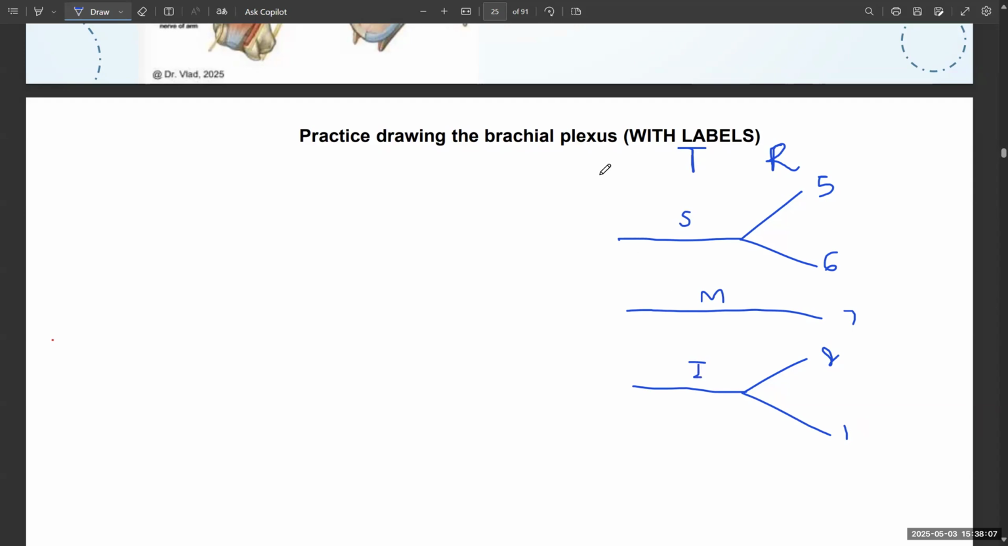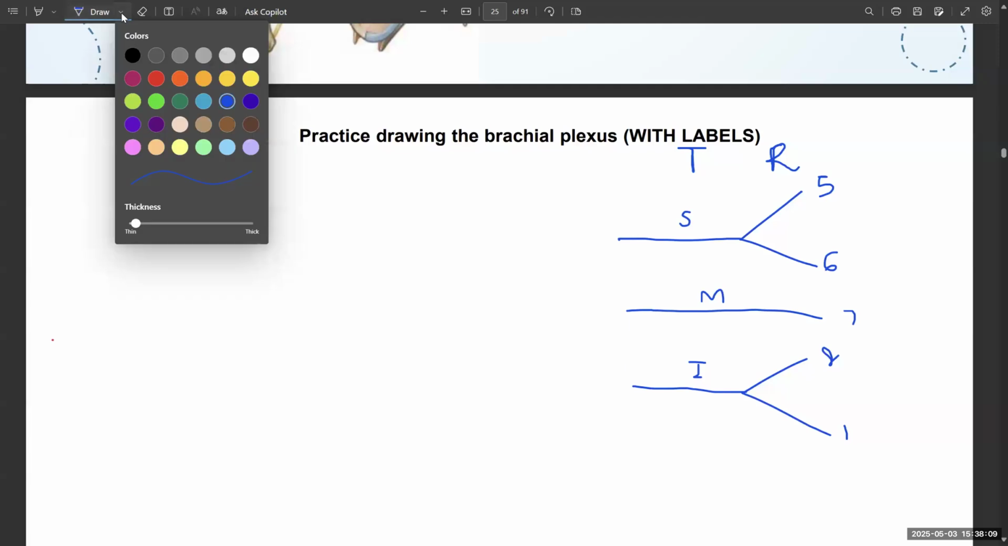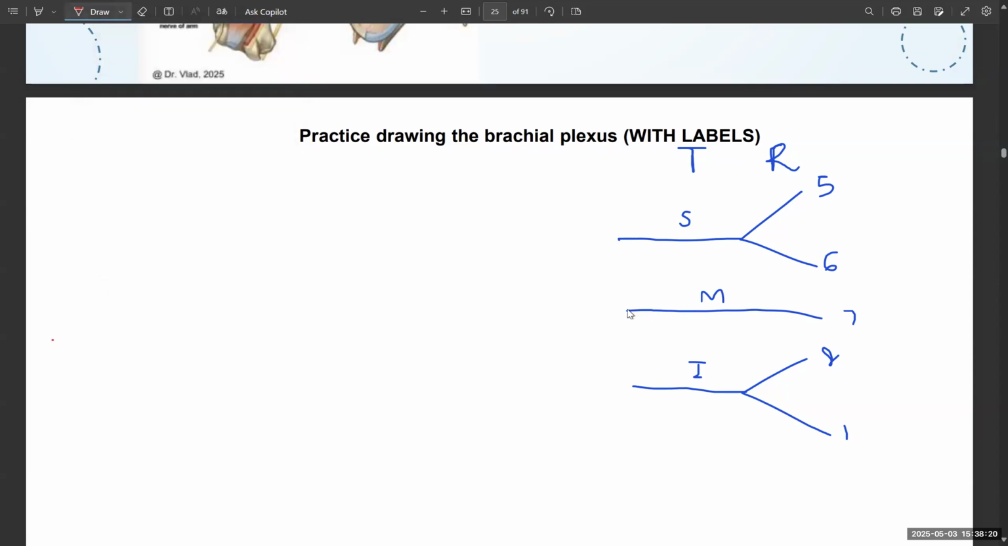Okay. Now we come to the hard part. We have divisions, right? Robert Taylor drinks, so D. So I'm going to draw the posterior division first, okay? So I'm going to go ahead and extend this a bit. I'm going to take one division from here. And I'm going to take one division from here, okay? Just like that. And that is going to form my posterior cord later, okay?